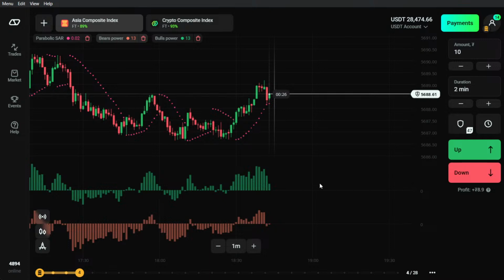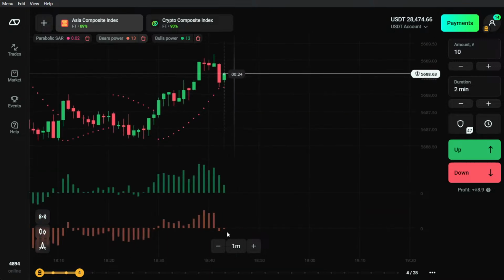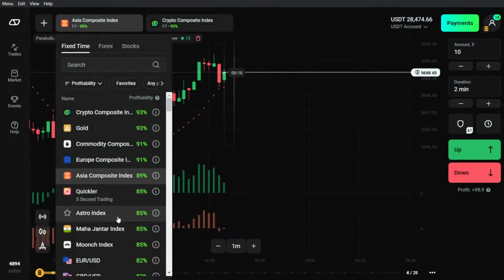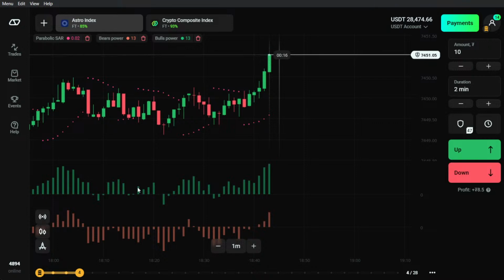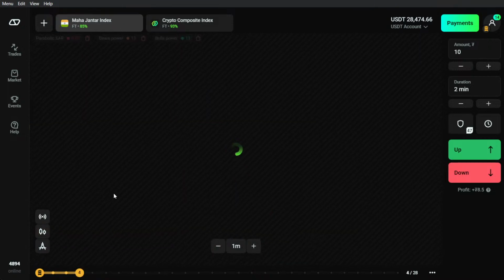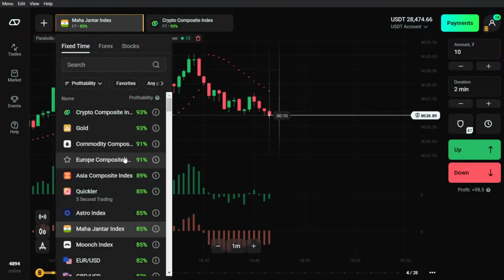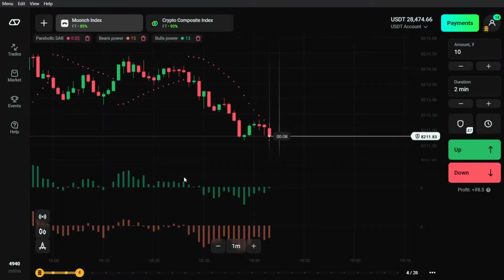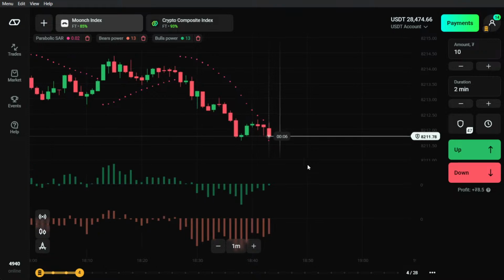Okay, so here I'm seeing bear power is getting stronger, but right now the parabolic has not yet shifted. So we will come back to Asia. We missed a signal in Astro some time back actually. We still have, okay, here you see a signal.